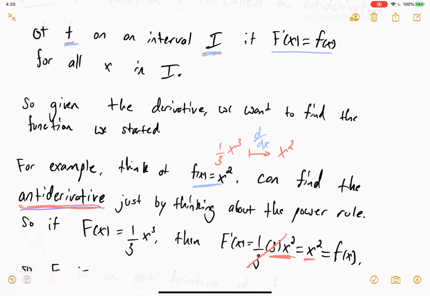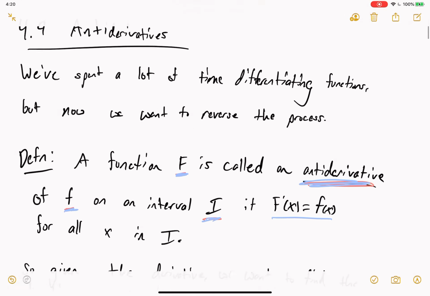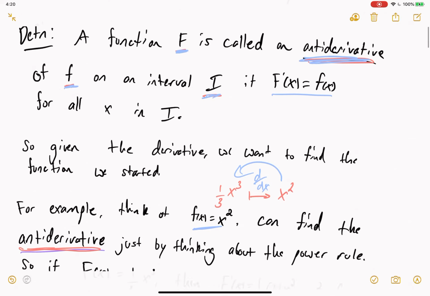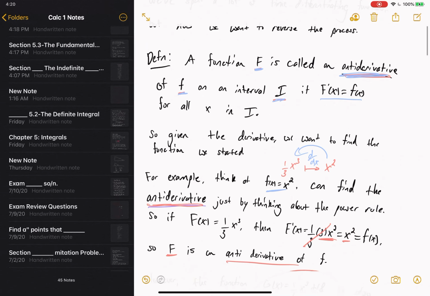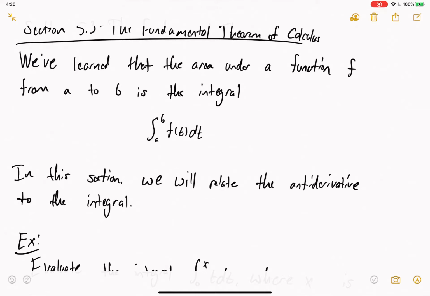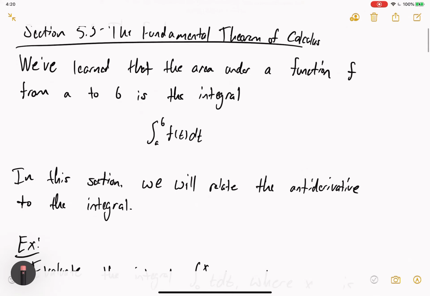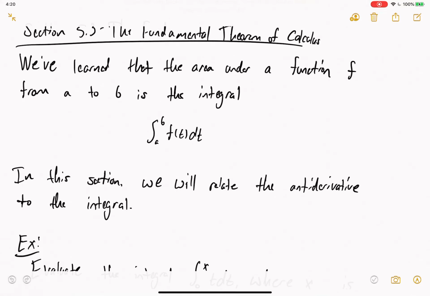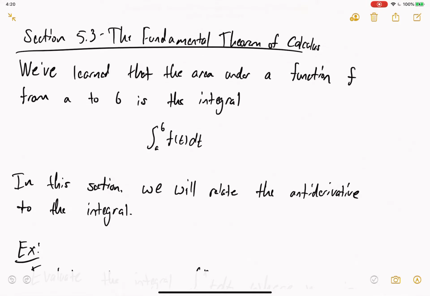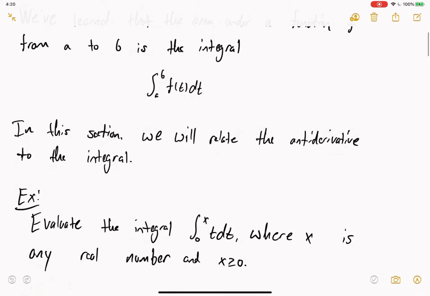So typically what we've done so far is going from here to there, using the quotient rule, the chain rule, product rule, and so on. But now with antiderivatives, we're going to go from there back to here. That's the point of an antiderivative. So just keep that in mind when we talk about this section, because the fundamental theorem of calculus relates to antiderivatives. Now that you remember what antiderivatives are, for section 5.3, we're going to talk about the fundamental theorem of calculus.